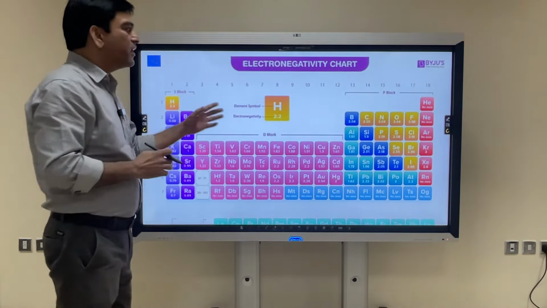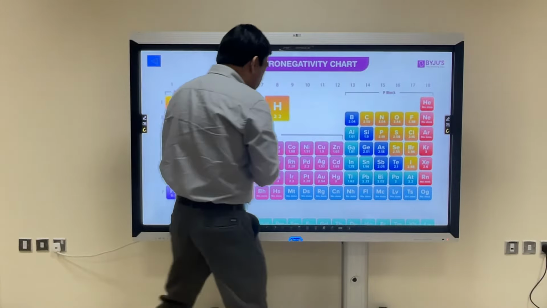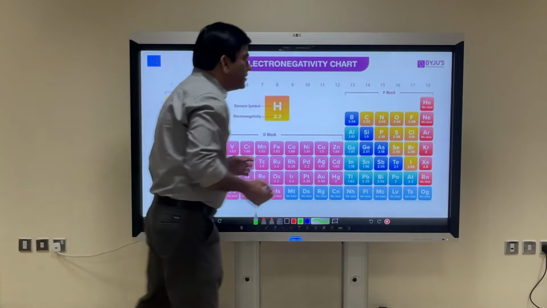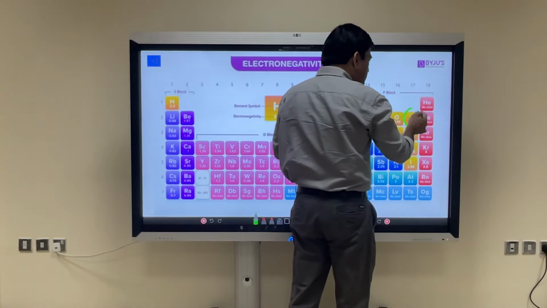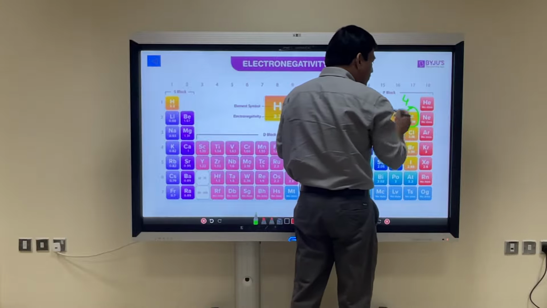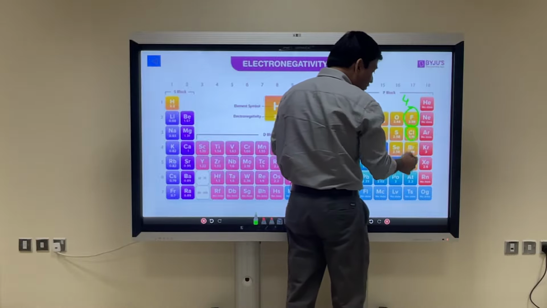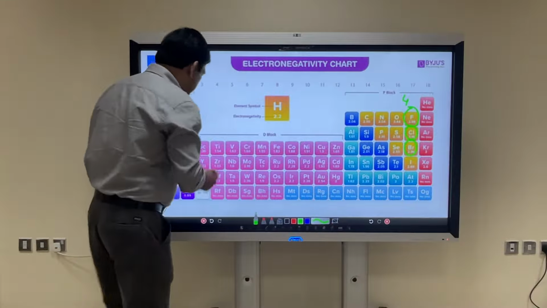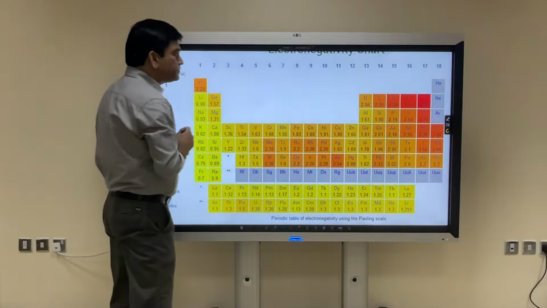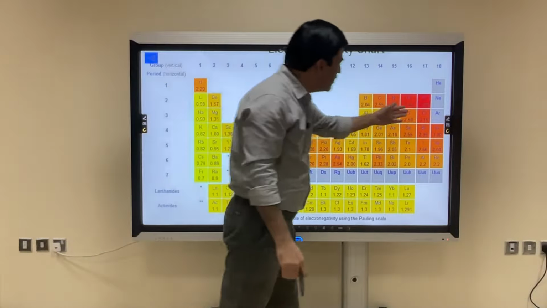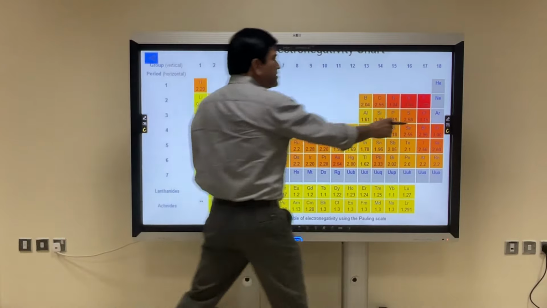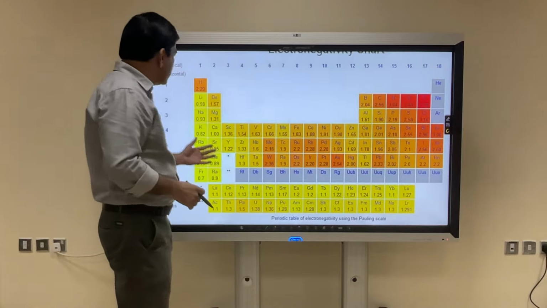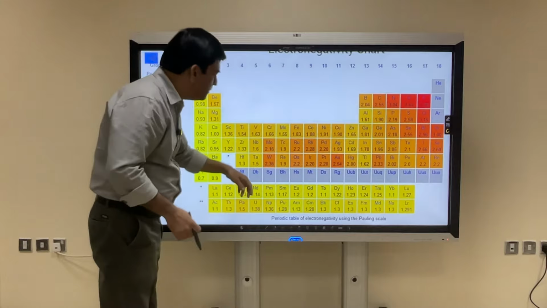So you can see the periodic table over here, and you can see fluorine over there, all the halogens over there. Fluorine has the highest electronegativity, approximately 4. And then you have chlorine and bromine. These are the halogens, and all of them have high electronegativity. This group is known as halogen, and these are the electronegativity values for all the elements in the periodic table.